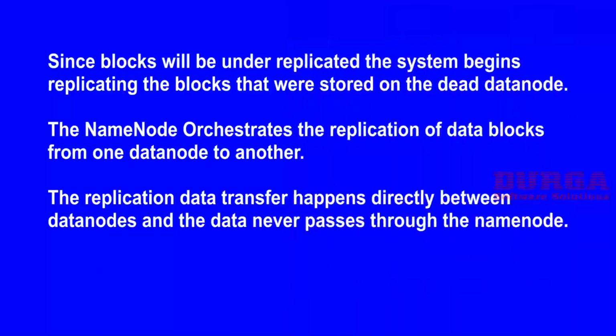Since blocks will be under-replicated, the system begins replicating the blocks that were stored on the dead DataNode. The NameNode orchestrates the replication of data blocks from one DataNode to another. The replication data transfer happens directly between DataNodes, and the data never passes through the NameNode.